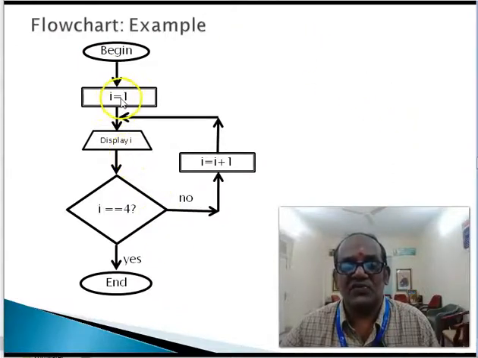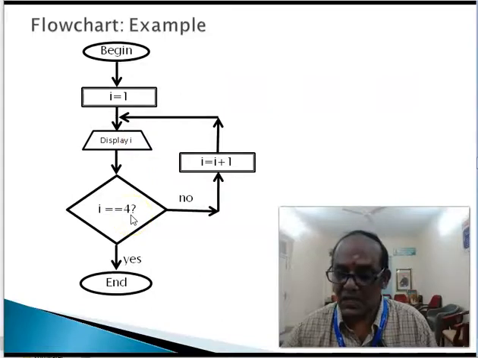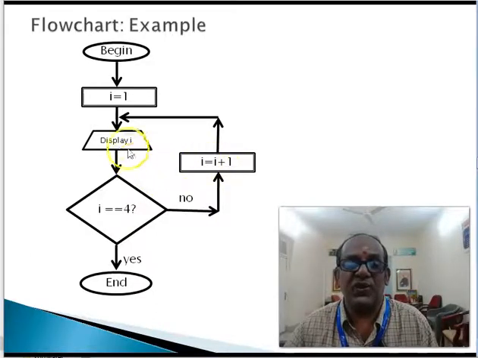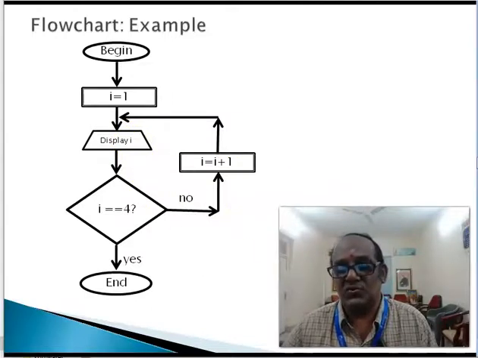So it starts off with I is equal to 1, which is the initialization statement. Display I, it will display, and it will check whether I is equal to 4 or not. I is not equal to 4 because we are going through the first run. So I is equal to I plus 1. That is, the current value of I is 1, 1 plus 1 is 2. I now is set to 2 and display I. So 2 is displayed, then 3 is displayed, and so on.